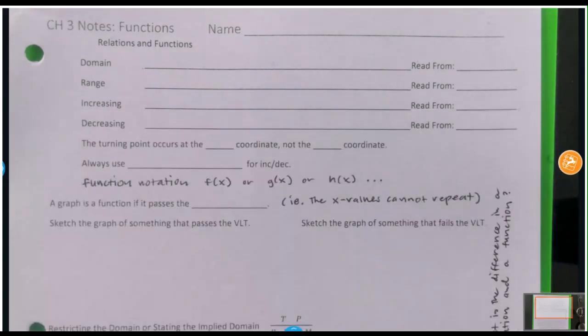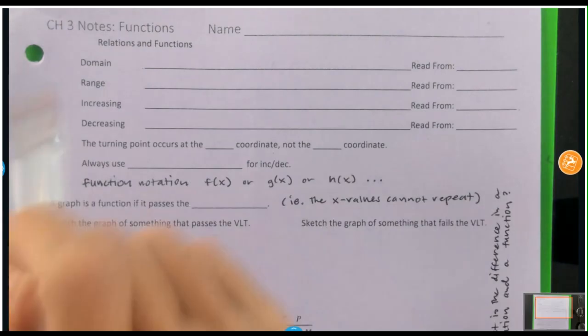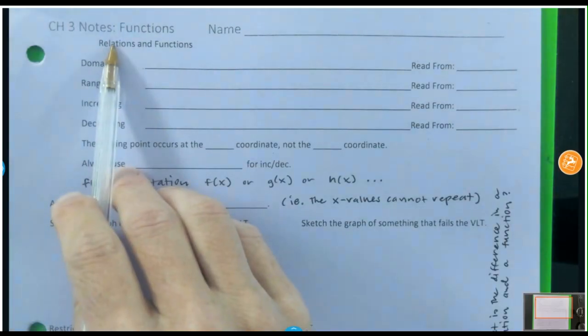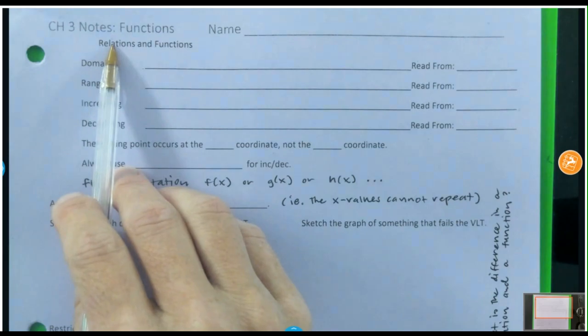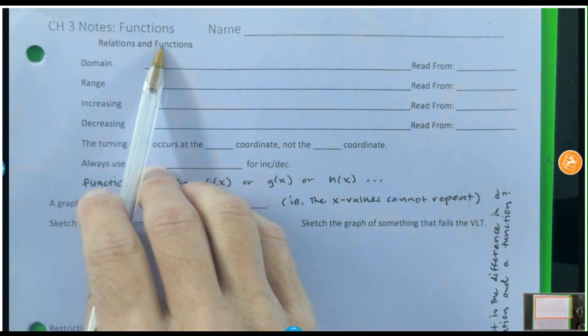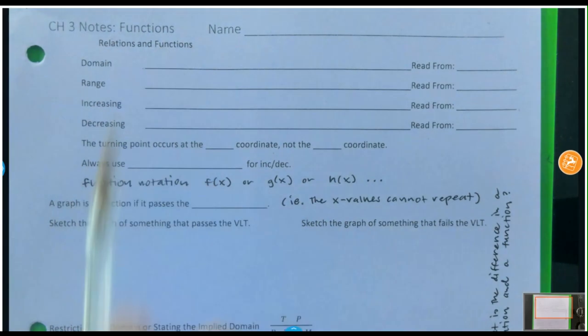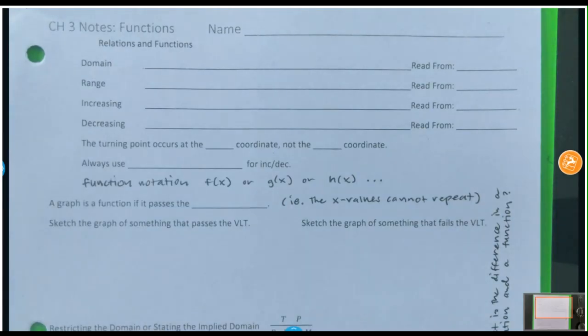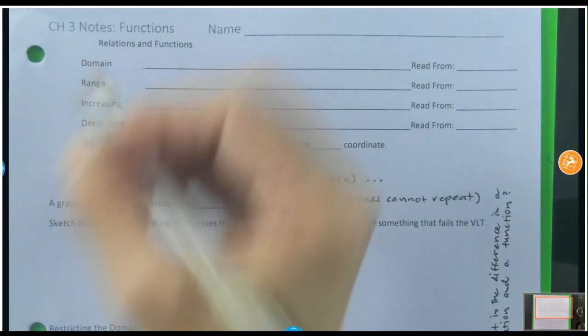So number 1, domain. A relation is a set of ordered pairs, a combination of coordinates. A function is a special ordered pair. We'll talk about that down here to determine whether or not it's a function. Does anybody know what the domain is? What is the domain of a relation or a function? Anybody know what domain is? All right, domain are your x values.